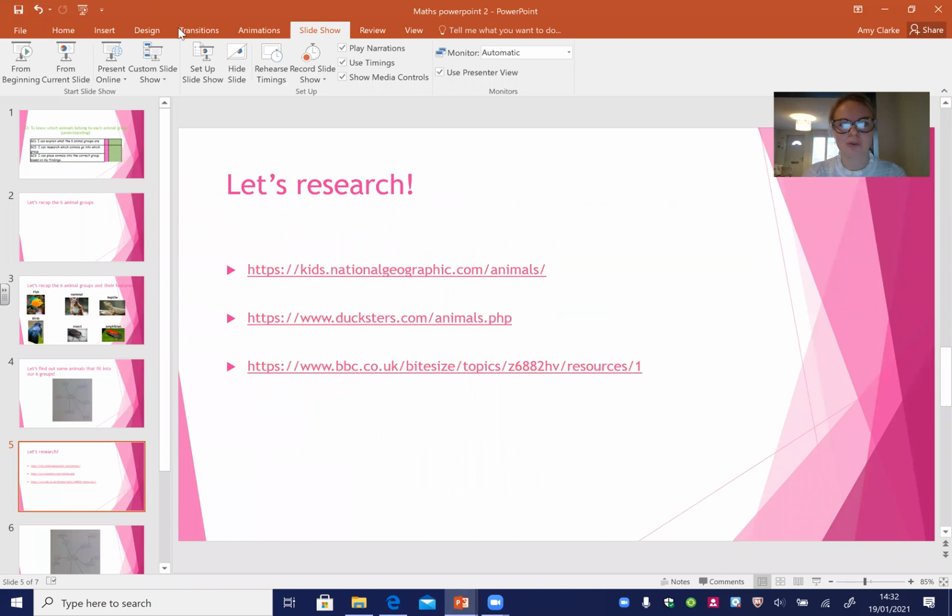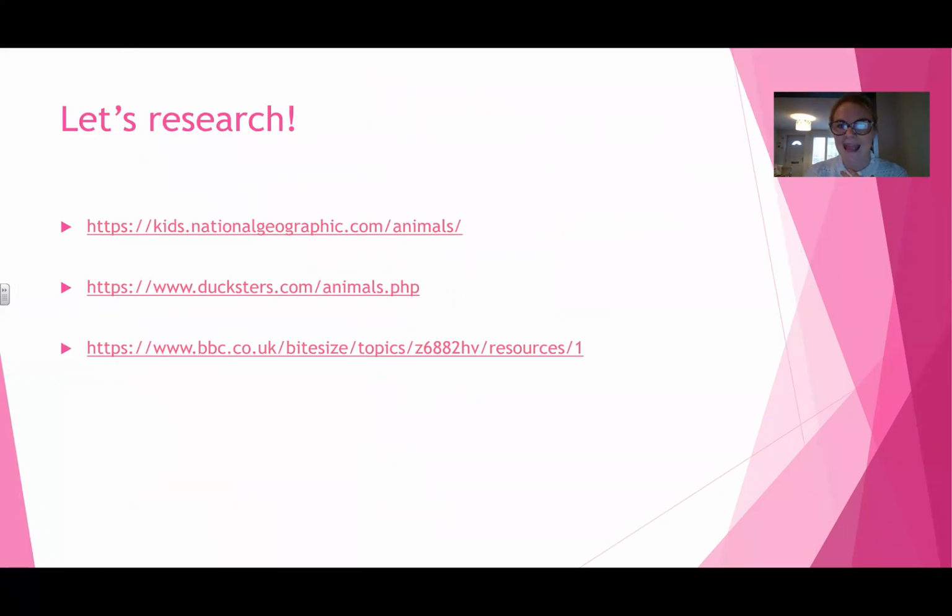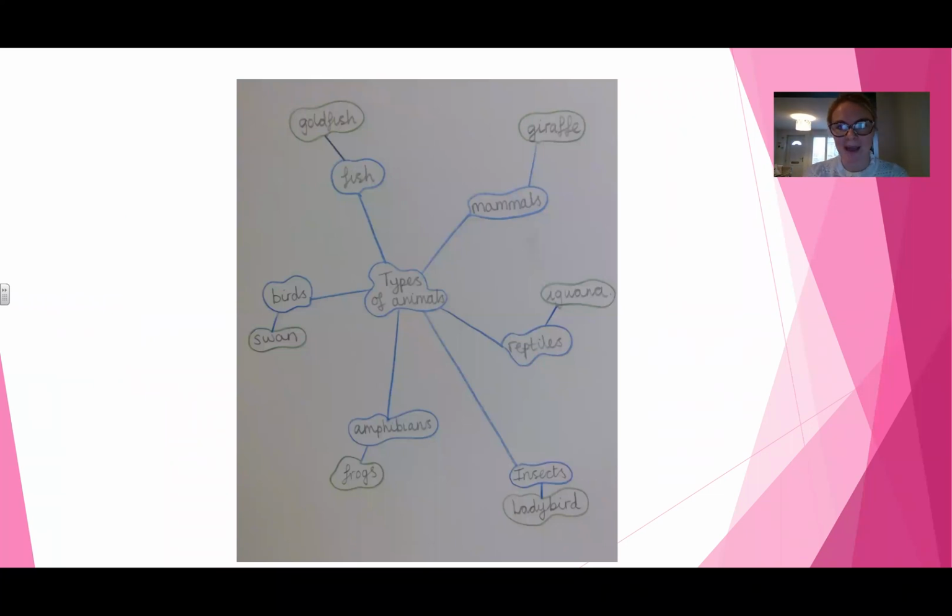So when you are doing your research, what I would like you to do is to fill in your bubble map, and off of each of your animal group names, can you then write the animals that you find fit into that animal group? So look, you can see on mine, by mammals here, I found that a giraffe is a mammal.